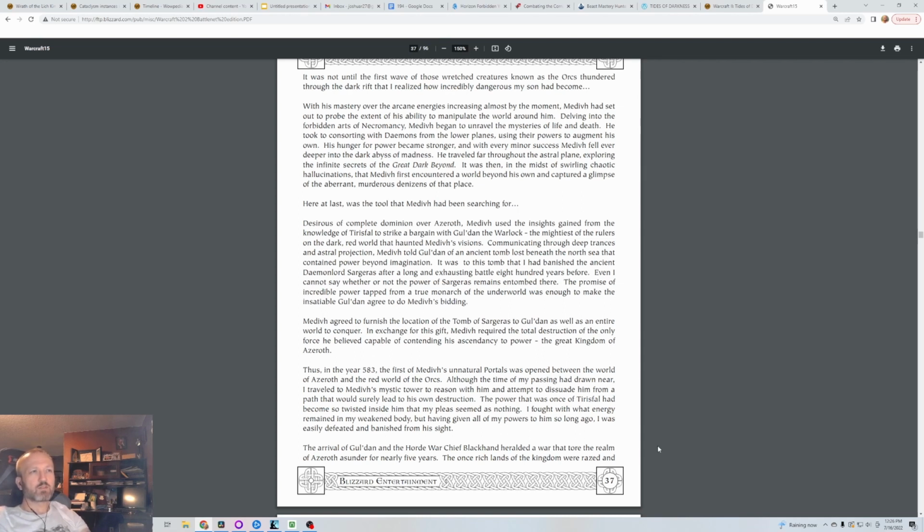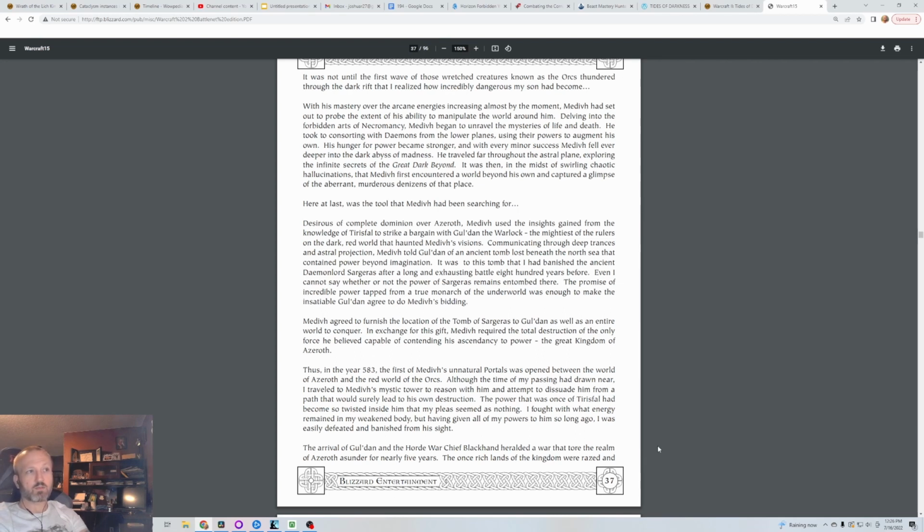Desirous of complete dominion over Azeroth, Medivh used the insights gained from the knowledge of Tirisfal to strike a bargain with Gul'dan the Warlock, the mightiest of the rulers on the dark red world that haunted Medivh's visions. Communicating through deep trances and astral projection, Medivh told Gul'dan of an ancient tomb lost beneath the North Sea that contained power beyond imagination. It was to this tomb that I had banished the ancient demon lord Sargeras after a long and exhausting battle 800 years before.